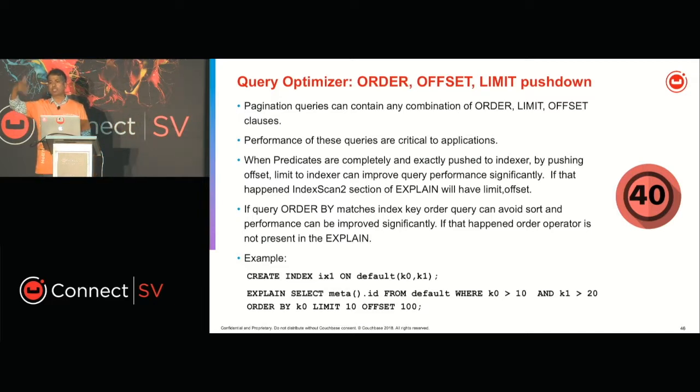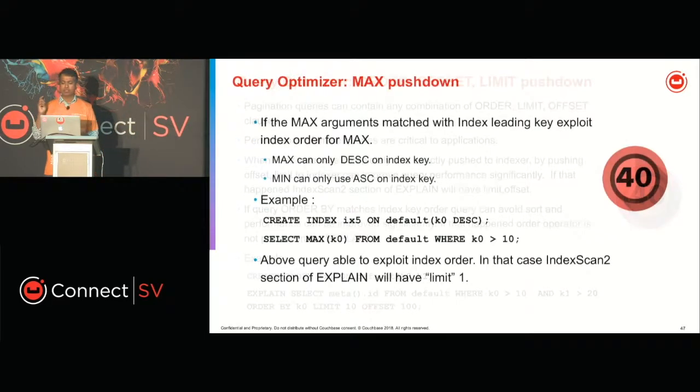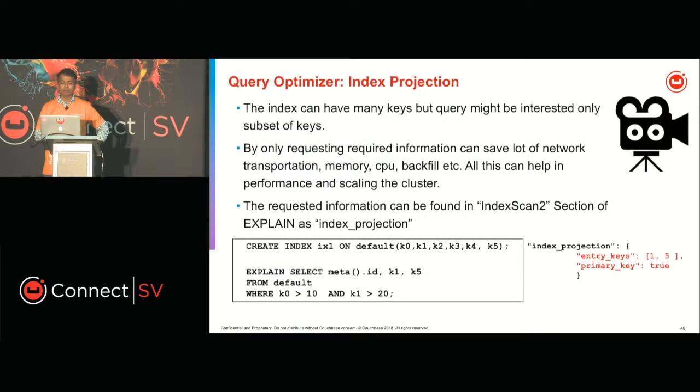When you see the explain, you can see the offset and the limits are pushed down to the index scan. And if the order by matches the index key order, that means the index is already organized by the order that you want. We skip the whole sorting itself. Okay, I'll skip over these simple things so that I can cover a little bit more important things.